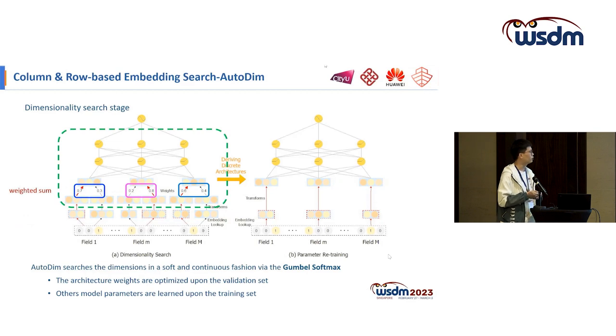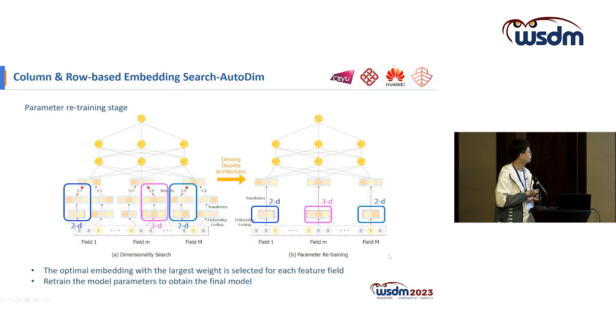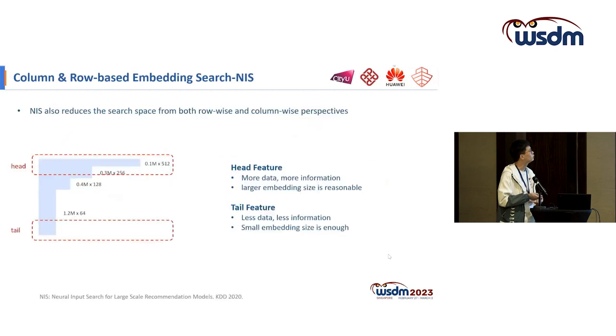The architecture weights in the Gumbel-Softmax function are optimized on the validation dataset, and the other model parameters, including the MLP and the embedding table, are learned on the training dataset. After the searching stage, a parameter retraining stage follows, and the optimal embedding with the largest weight is selected for each feature field, just like this. With the largest weight selected, the model's parameters can be retrained to obtain the final model.